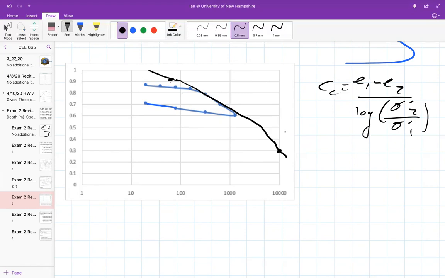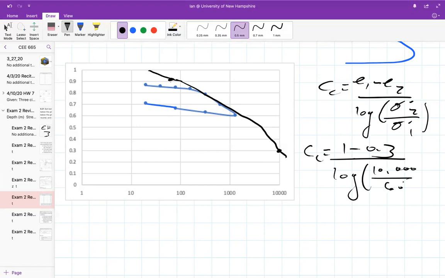I got those, and then you just get your e values from there. We would get C sub C equals (1 minus 0.3) over the log of 10,000 over 60. And when we get that, C sub C equals 0.32. So that's our compression index.